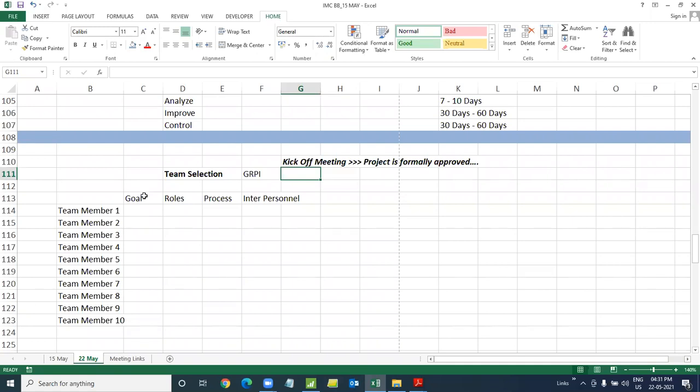You explain what the project goal is. So you explain to the entire team what the goal of the project is. You explain what the expected roles of different people within the project will be, what is expected of them, what area and process they will be working on, what the scope of the project is, and what the target within that is. And then interpersonal is how they are interacting with each other, respecting each other's opinion or not.